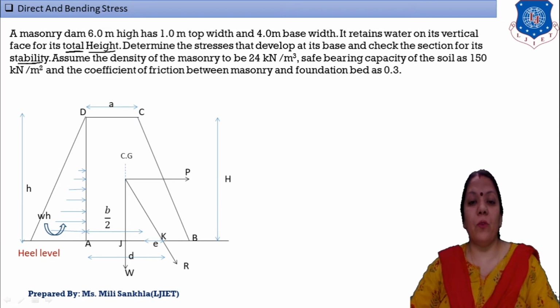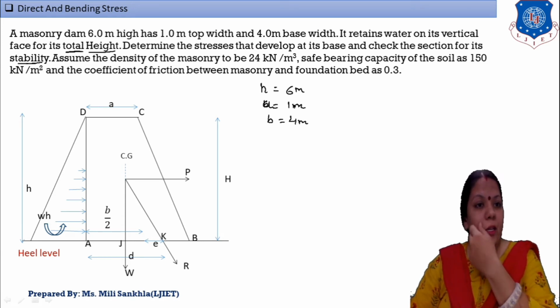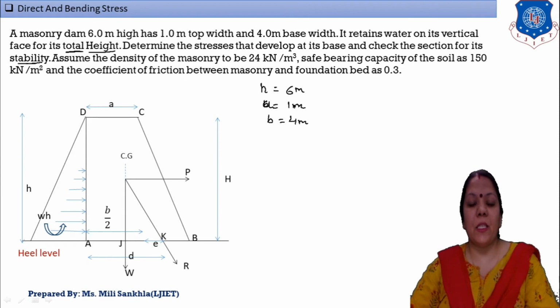First write down here H is given 6 meter. Then top width A is given 1 meter, and bottom width B is given 4 meter. It retains water on the vertical face of total height, that means capital H and small h, both are 6 meter.